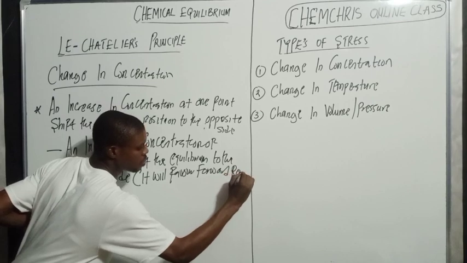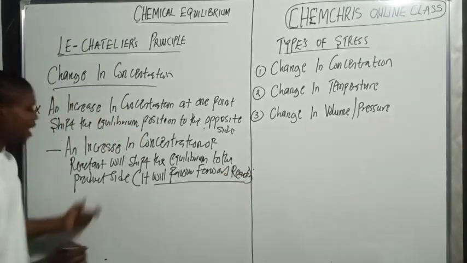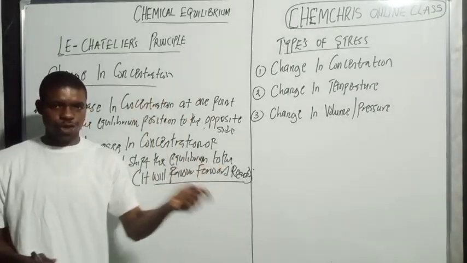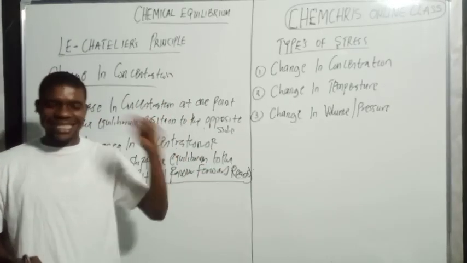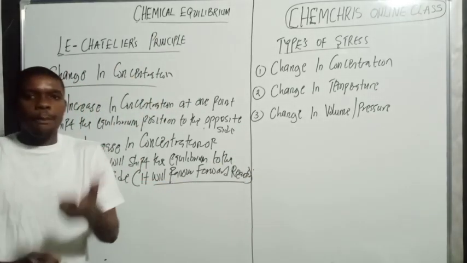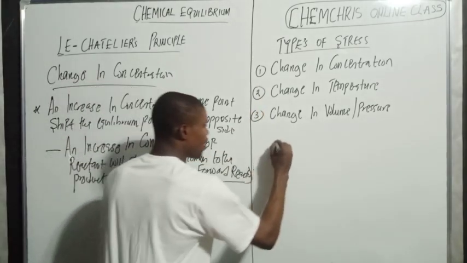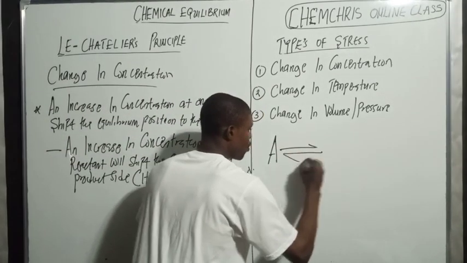Do you understand? It's very important here. It will favor the forward reaction. So when you increase the concentration of the reactant, the reaction will move forward, creating more of the product. Make sense? If for example here we have A moving to B.